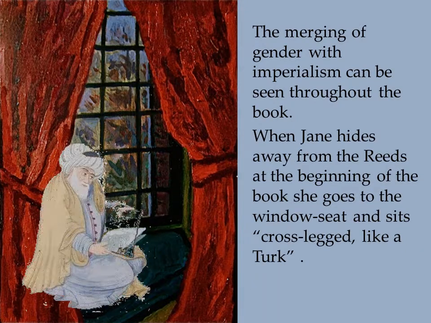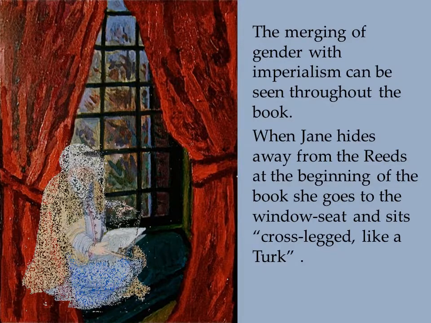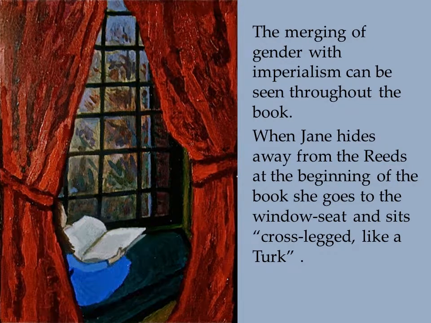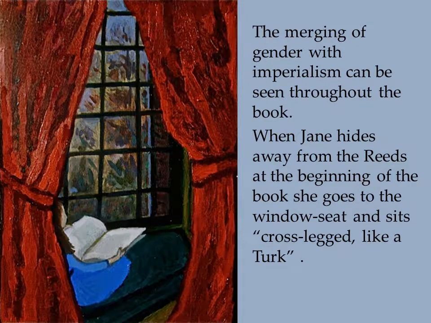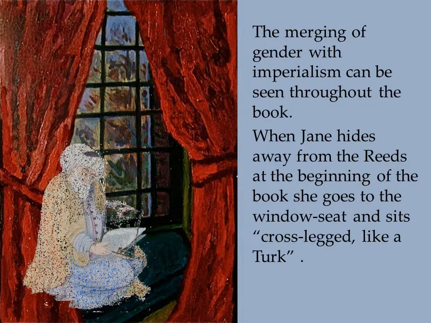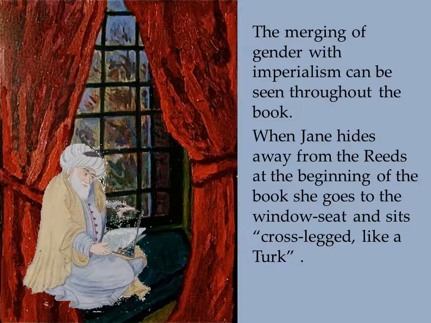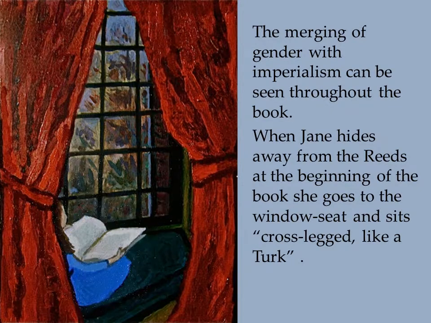She's sitting cross-legged like a Turk. Those are the words that she chooses to describe herself, like a Turk. That's actually quite significant, and we're going to find references to Turks and to harems, where in the Middle East men have many wives and things like that. We're going to find those kinds of images of a sultan, a Turkish or Middle Eastern prince, and so on. Those images are going to come up again later on.